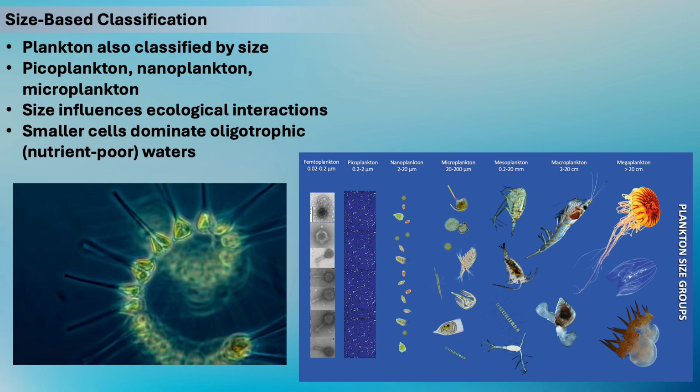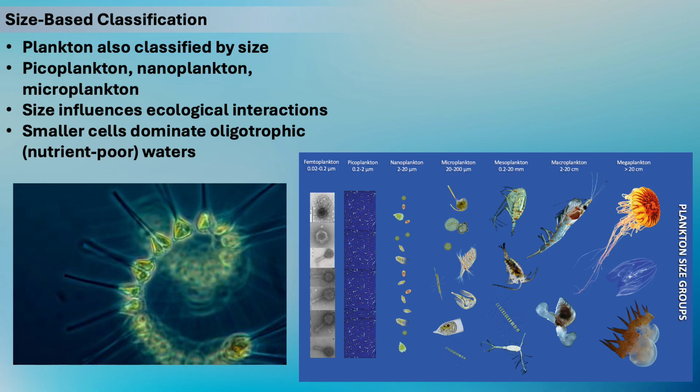Picoplankton are extremely small organisms, typically less than 2 micrometers in diameter. Nanoplankton are slightly larger, while microplankton include organisms large enough to be easily observed under a microscope. The largest plankton are megaplankton that reach above 20 centimeters in size and can easily be seen by the naked eye. Each size category interacts differently with the surrounding environment.